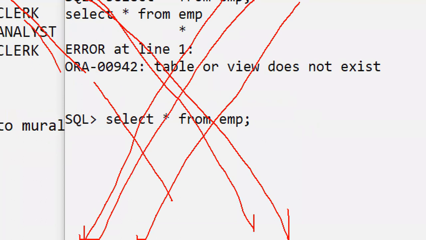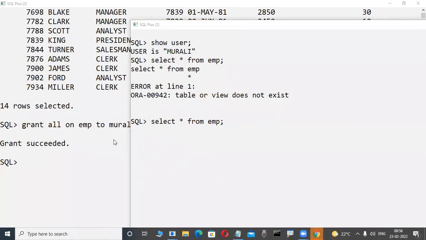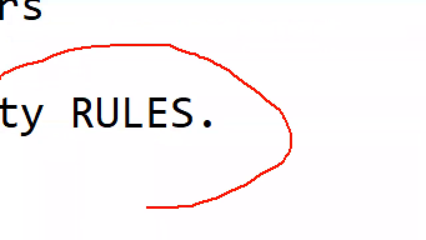Yes, here the grant they are giving is really successful. Okay, fine. But why is it not possible? Actually this employee, Murali, does not follow the relational database rules. That's why this employee fails to access the Scott employee table. Suppose I am the Murali employee. I don't know the rules. I'm a failure.